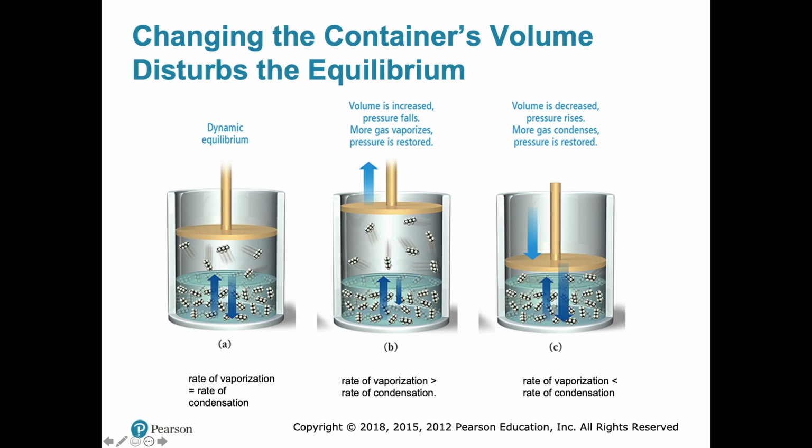If the volume is decreased, the pressure rises, and then more gas becomes liquid, right? So literally, you're pressing down with the plunger now. There's nowhere for the gas to escape, there's not as much room for the vapor pressure anymore, and so most of it becomes liquid, right?